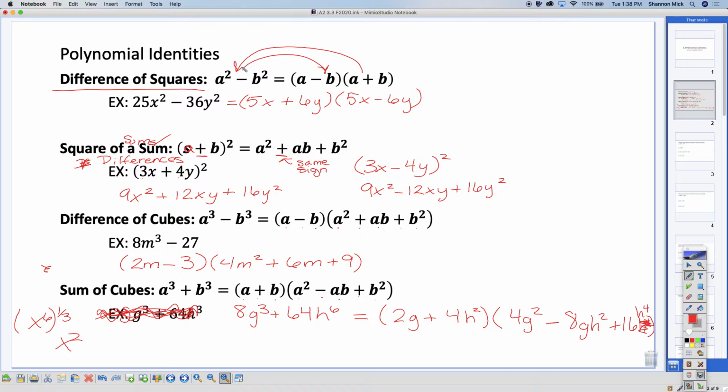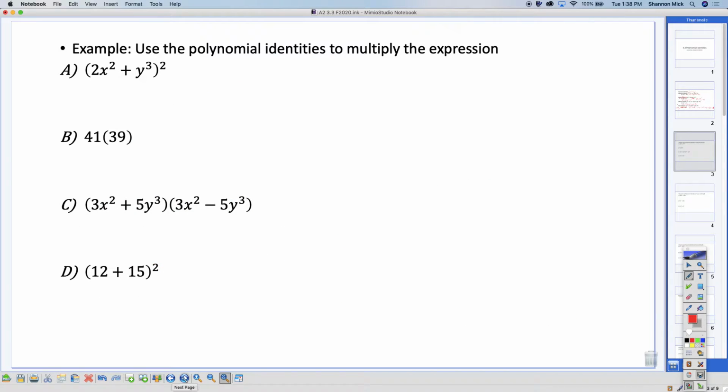Boom. So as you write it down, think about what rule I have. The quantity 2x squared plus y cubed, squared. So what's the rule? Square of sum. Square of sums. Now I'm going to tell you every one of these examples is a sum. That's why I threw the minus, the difference, on the other example.